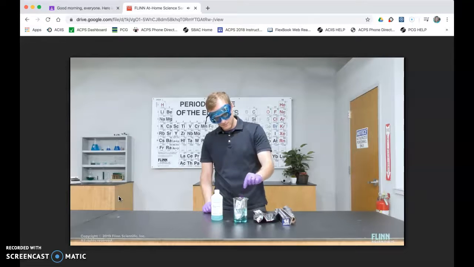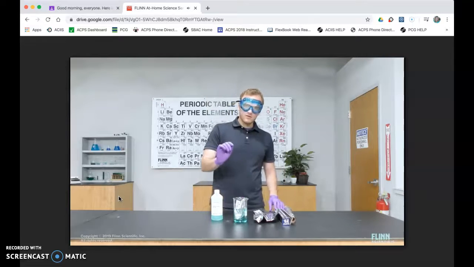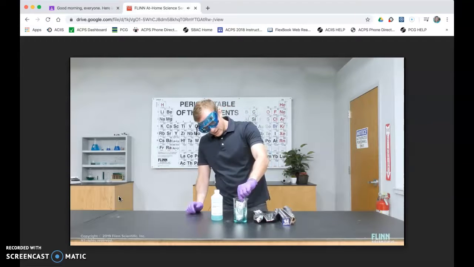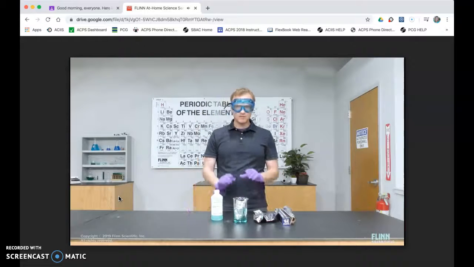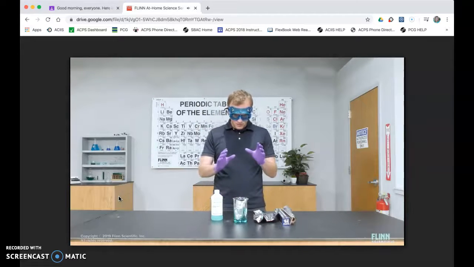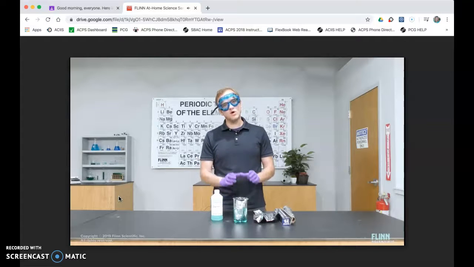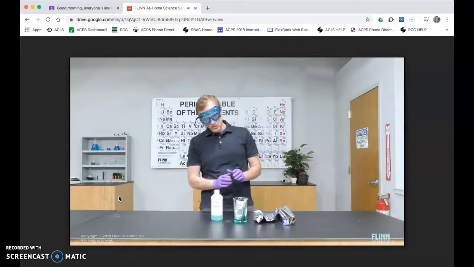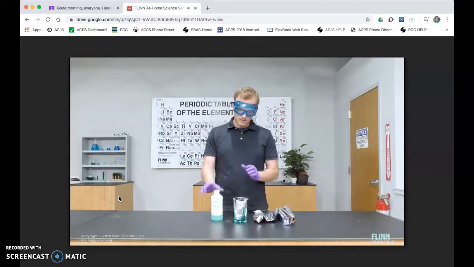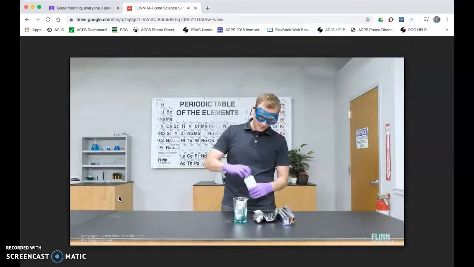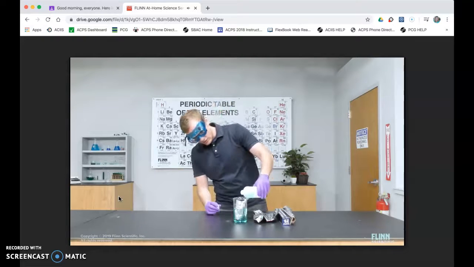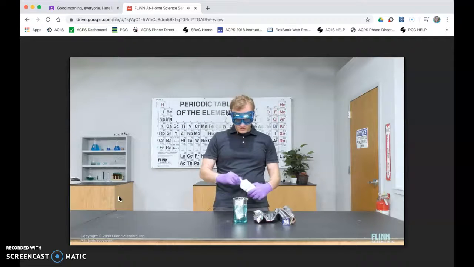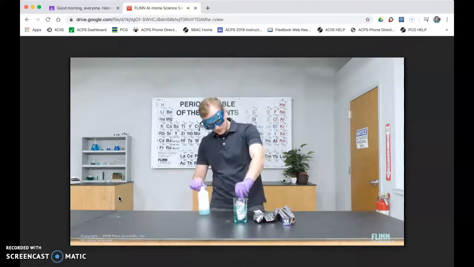Okay. So what you're looking for are signs of a reaction. So in this case, if you observe the aluminum over time, what you'll notice is the aluminum reacts with the copper chloride. And I'm going to add a little bit more here to see if we can see evidence of this happening on a faster time scale.